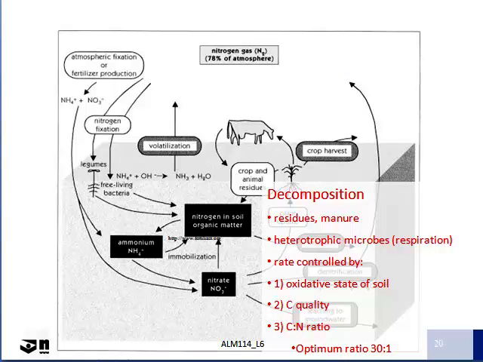Many of you will be familiar with the concept of decomposition. This is the breakdown of biological matter. Residues are broken down, and so can manure be broken down. Decomposition is conducted by heterotrophic microbes via respiration. The rate of decomposition is controlled by the oxidative state of the soil, the carbon quantity, and the C to N ratio. The optimal C to N ratio is 30:1.